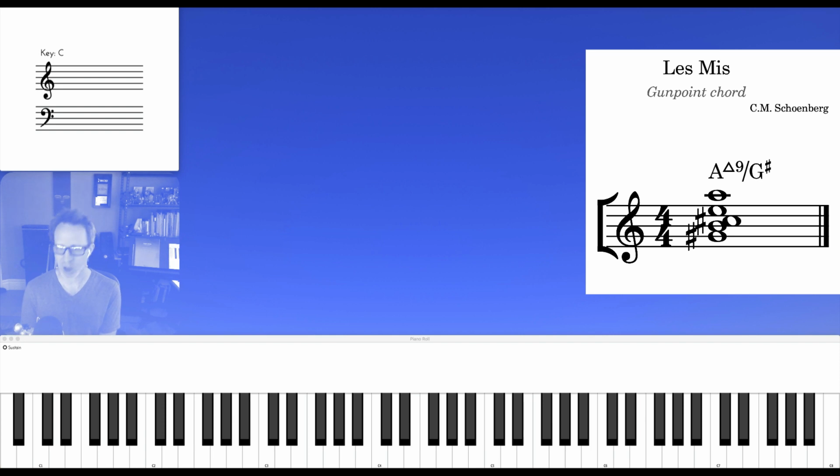I suppose you could call it an E6th or an E6 add 4, but I hear it as an A-based chord. Now one wouldn't think that an A major 9 could be used for a moment of fear and peril like this, but it totally works because of the dissonance of the minor ninth interval here.